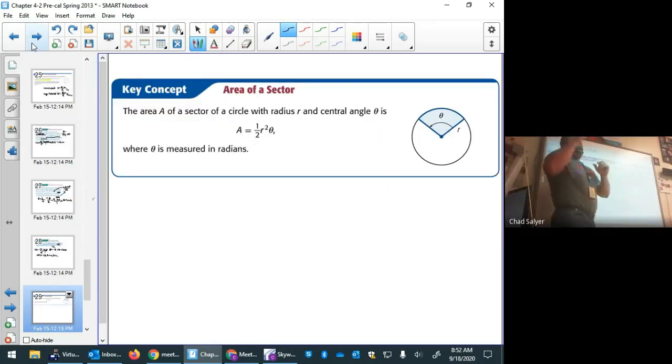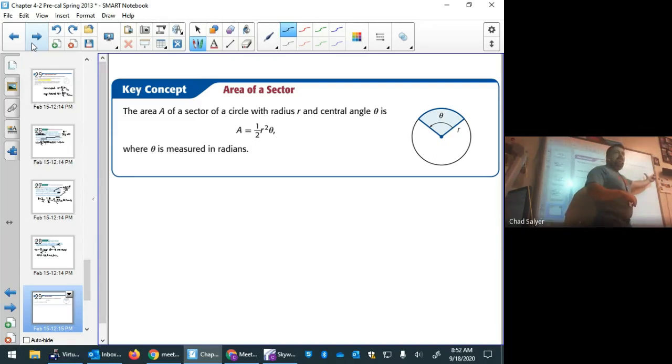Area of a sector. Remember I told you guys this would be like a slice of pizza? This is a big old slice right here, right? This is a Chad size slice.